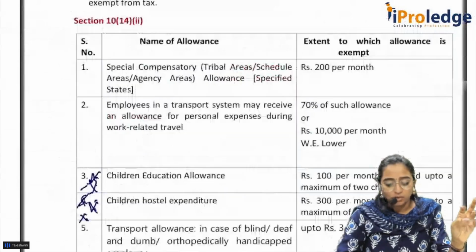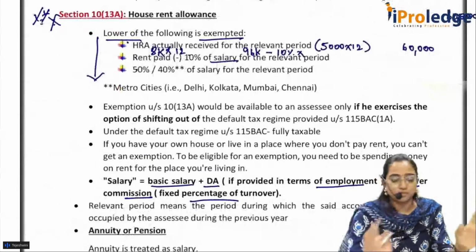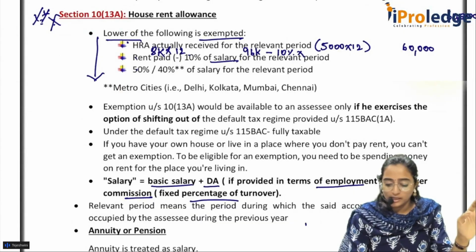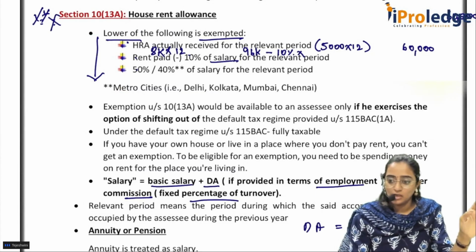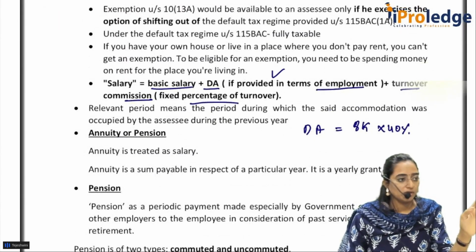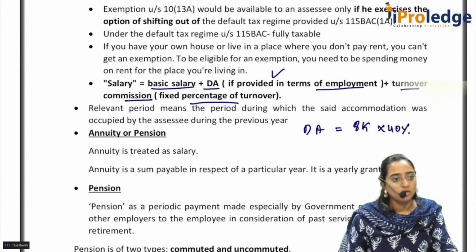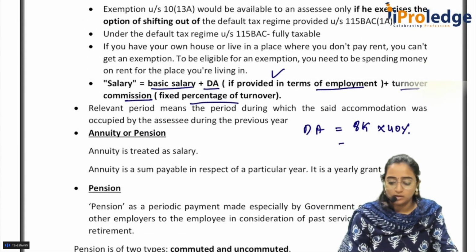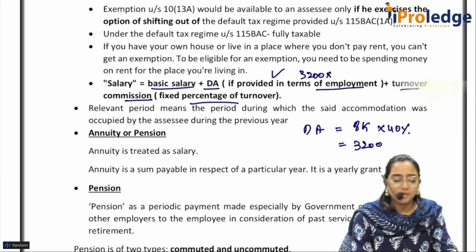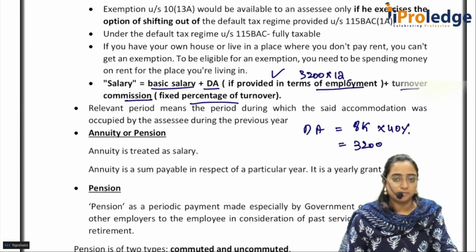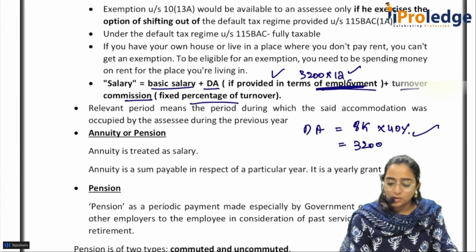Clear? But for the purpose of calculation over here, suppose 8,000 is your DA. 40% will form part of retirement benefits. Now, how much is the money that you are going to consider over here? 8,000 multiplied by 40%. How much is it? 3,200. So 3,200 multiplied by 12 as usual months, because this is for 1 month. Clear? In terms of employment means forming part of retirement benefit. That is what it means.